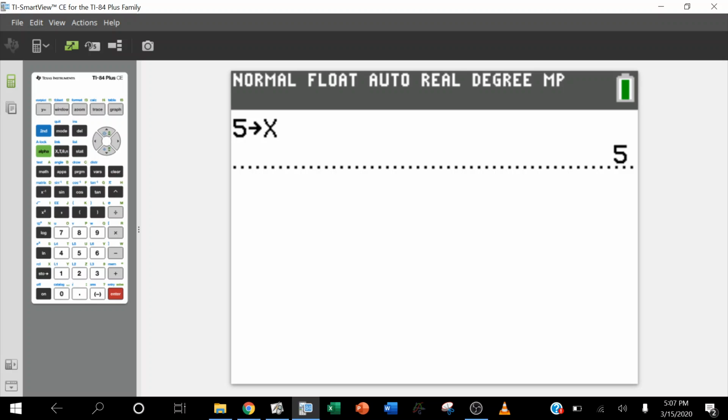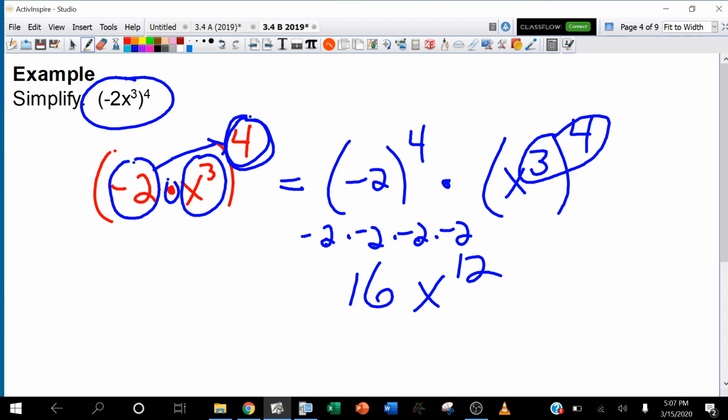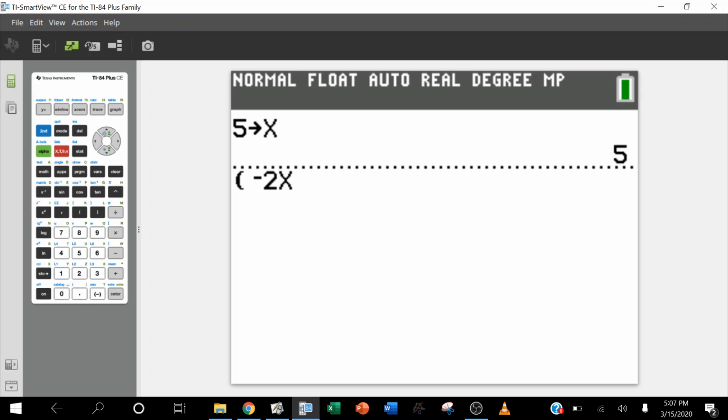And then what I'm going to do is type in the question first. So the question here was parentheses, negative 2x cubed, end of parentheses, and then the whole thing to the 4th power. So what I'm going to do is get an answer to that.